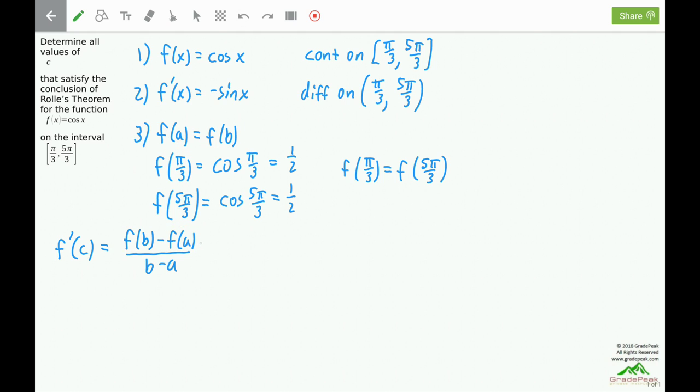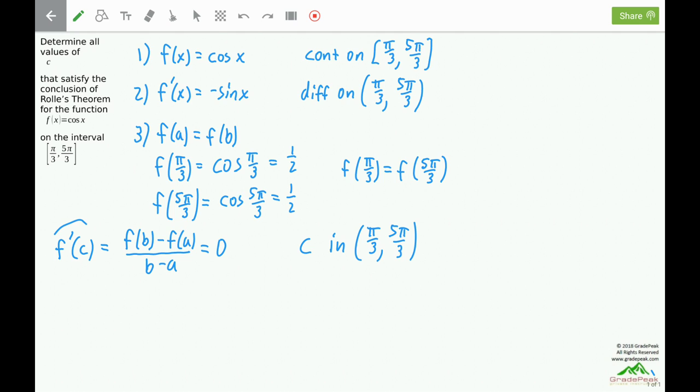Rolle's theorem is the special case of the mean value theorem where f prime of c, the slope of the tangent line at c, equals 0, where c is in the open interval. We are guaranteed there will be at least one c, maybe more c values in that interval. We will now go and find those c values.